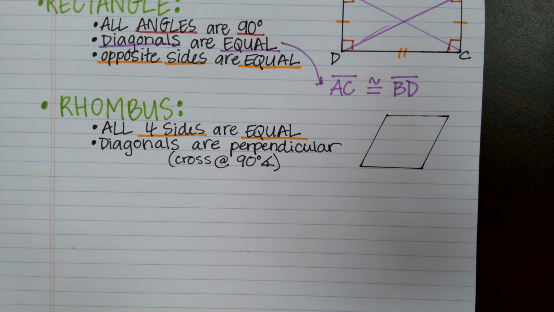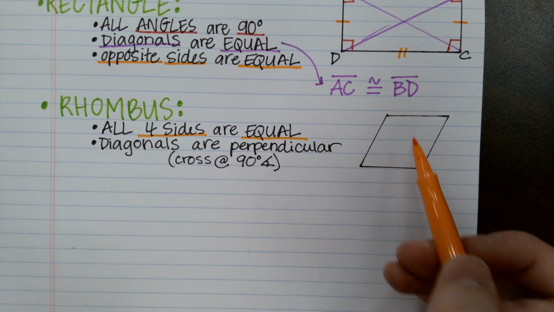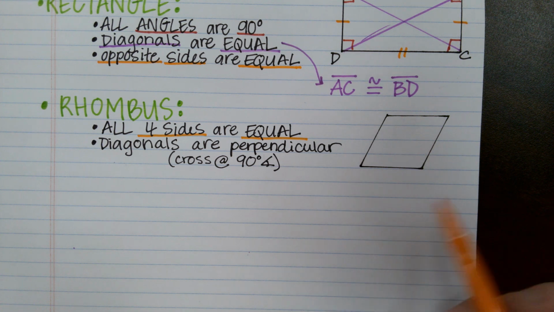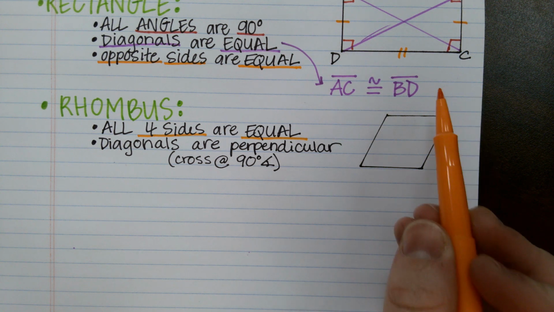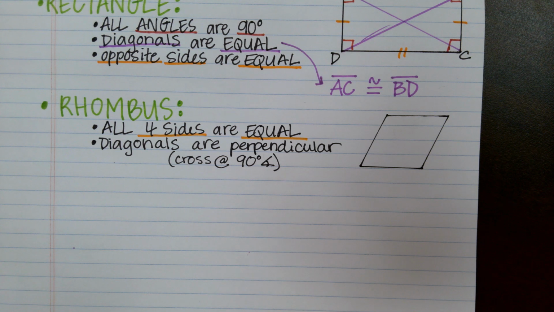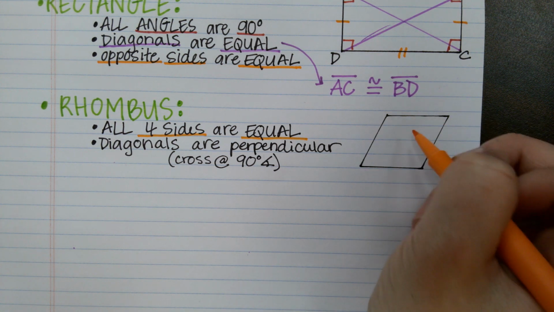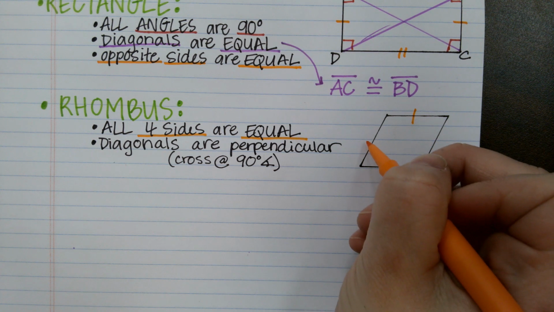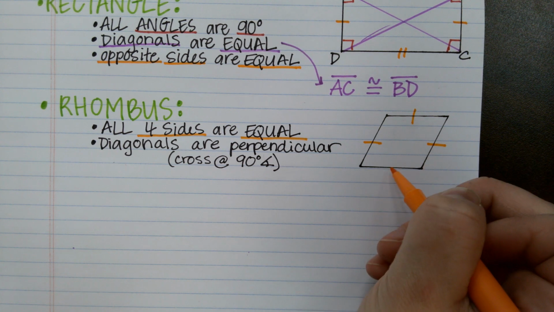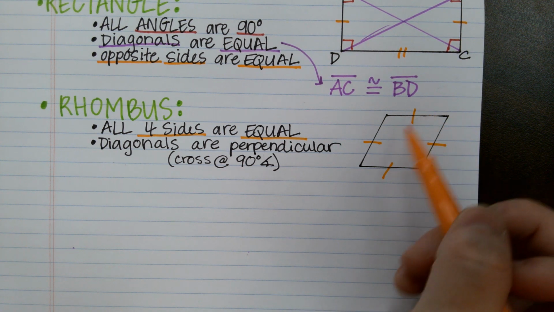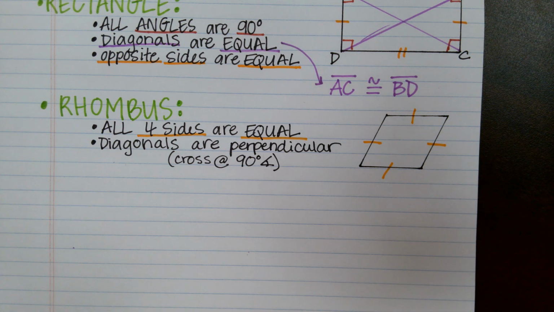So I guess it doesn't matter what number you put. You could put 1 on all four of them. You could put 2 on all four of them, 3 on all four of them, 4. Usually we start with 1 for the first thing that we're saying is congruent. So I'm going to label mine by putting just 1 dash on each side to show that these are all the same length.